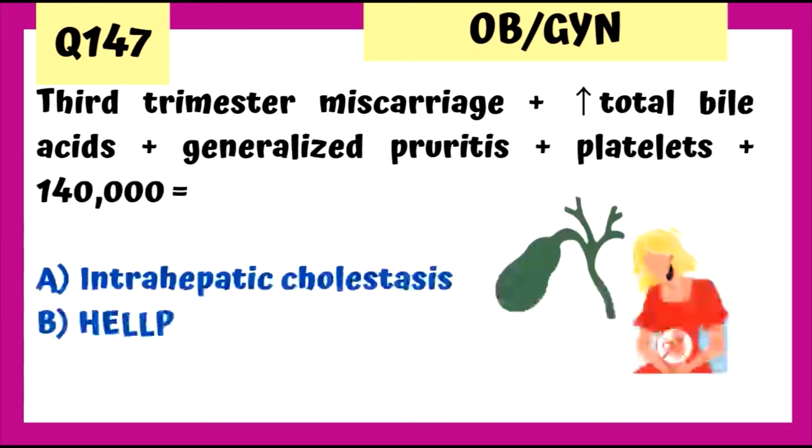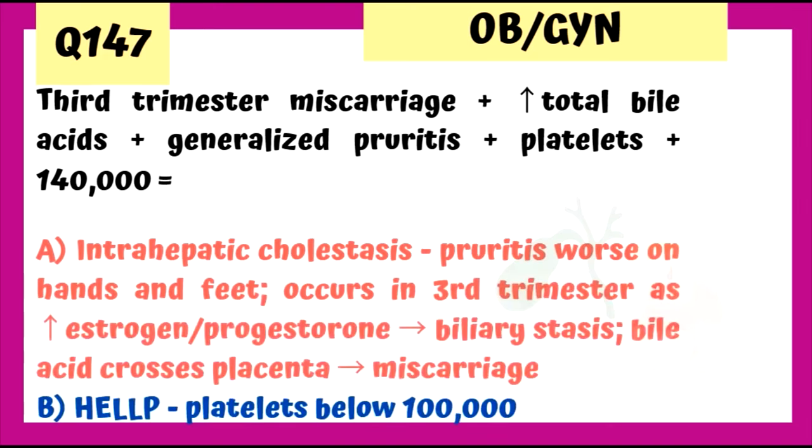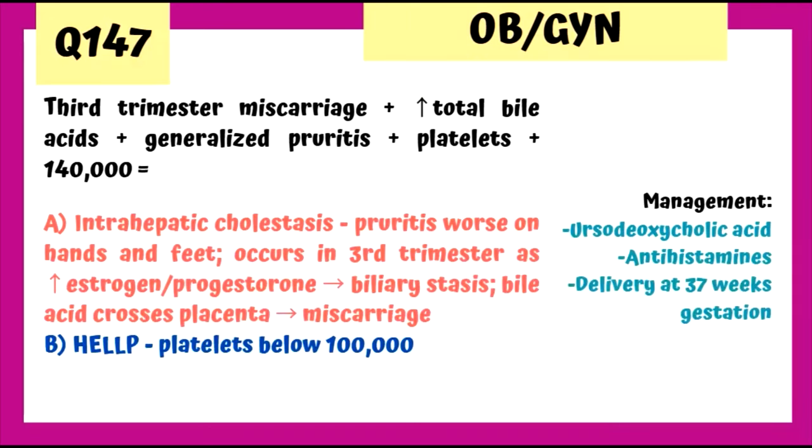Question 147, third trimester miscarriage plus elevated total bile acids and generalized pruritus, and platelets are 140,000. So this is not HELLP. We would see much lower platelets. This is intrahepatic cholestasis, in which the pruritus is worse on the hands and feet. It occurs in the third trimester as elevated estrogen and progesterone levels lead to biliary stasis, and as bile acid crosses the placenta, it could lead to a miscarriage. Management is with ursodeoxycholic acid, antihistamines, and delivery at 37 weeks gestation.